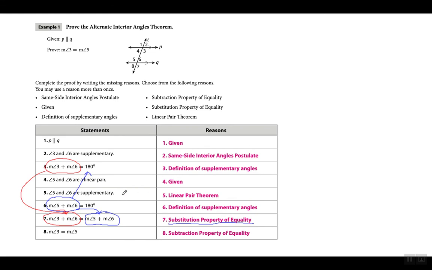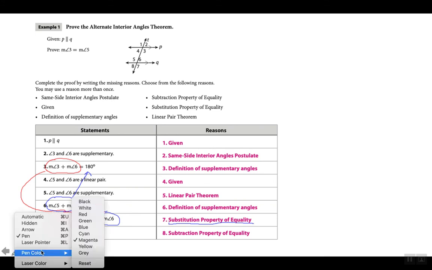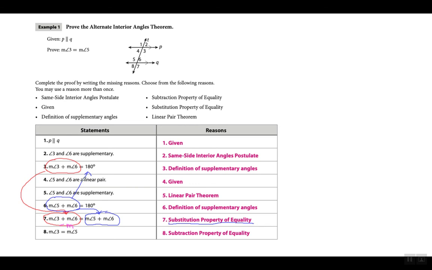Okay, now the last one, notice this. Let me just change pen colors one last time. From this equation on number 7, let me use a different color because you can barely see that one. Let's use black. If I subtract the measure of angle 6 from both sides, I would get this answer. Again, if I subtract from both sides the measure of angle 6, I get this final answer, which is what we had to prove. That's why it's the subtraction property of equality.